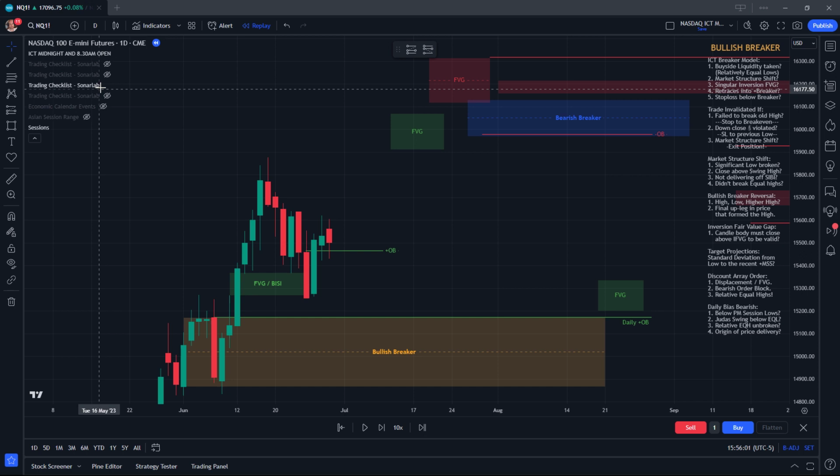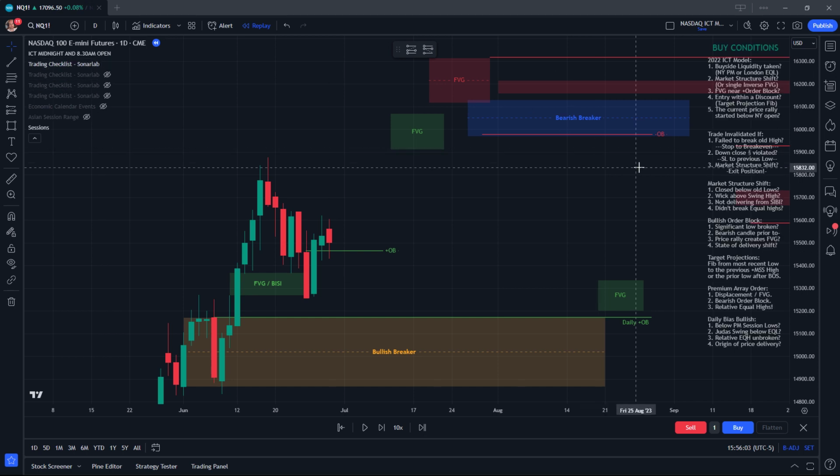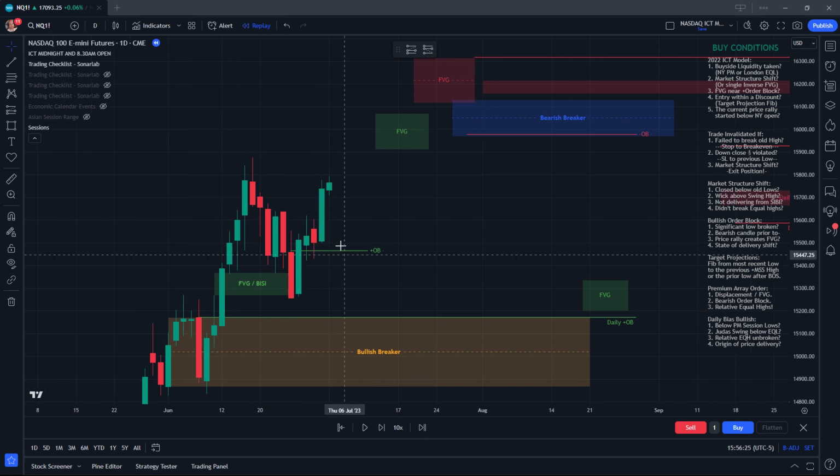Okay, do I remember what an order block was? Significant low broken, that'd be here. Bearish candles prior to a rally. So we wouldn't be recognizing this as an order block just yet. We would be making note that this candle's closed above there. Once we see something like this and we see that displacement, that's everything we need for an order block.